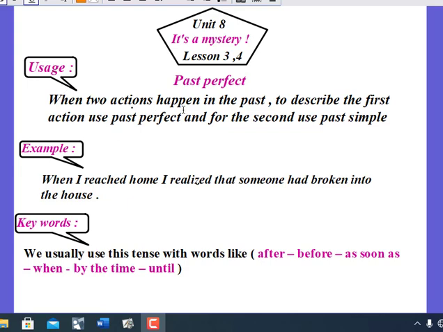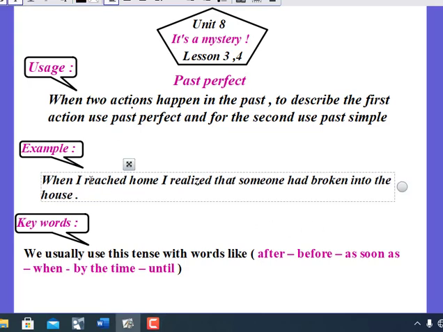When two actions happen in the past, to describe the first action, use the past perfect, and for the second, use the past simple. So we have two actions: the first action you will describe using the past perfect, and the second action you will describe using the past simple. Example: when I reached home, I realized that someone had broken into the house.